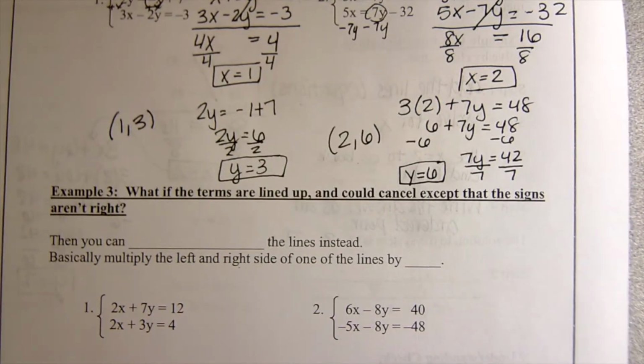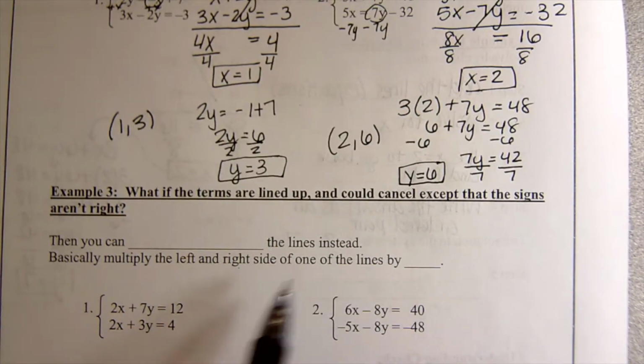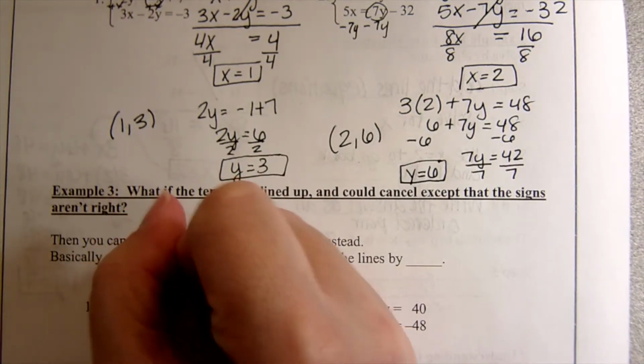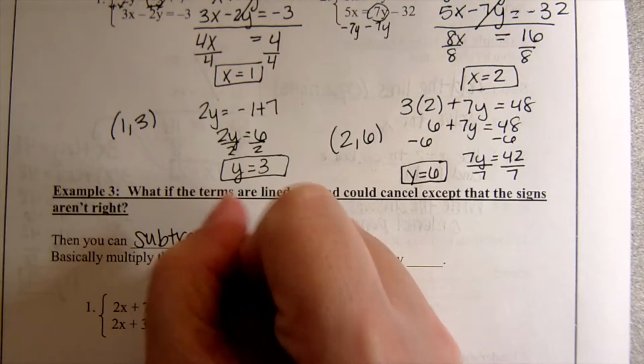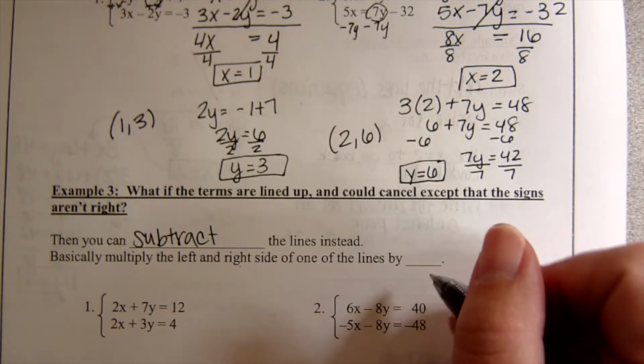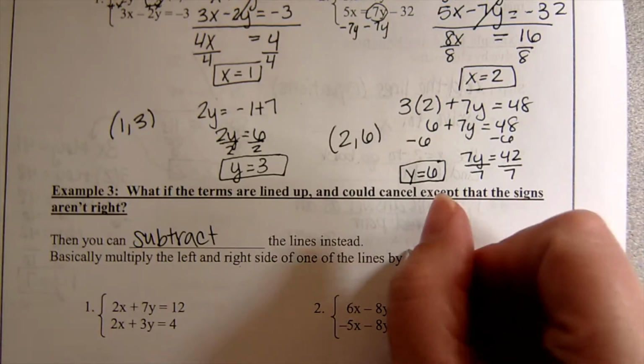So what if the terms are lined up and they could cancel but the signs aren't right? Then you can subtract the lines instead, which is basically multiplying both sides of one of the equations by -1.